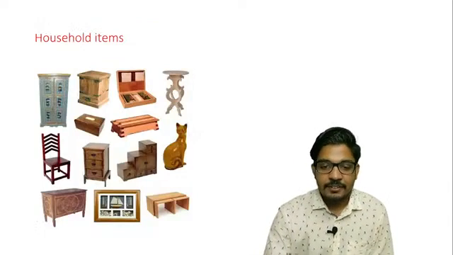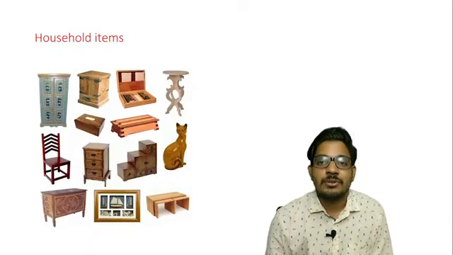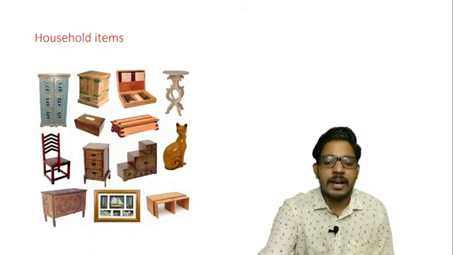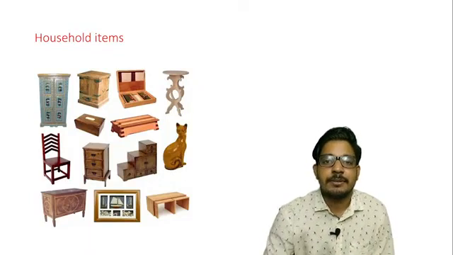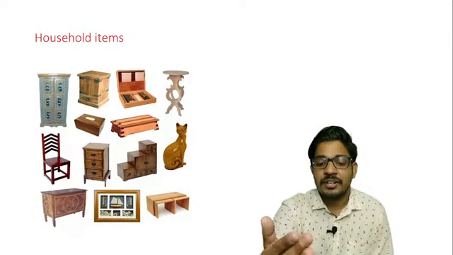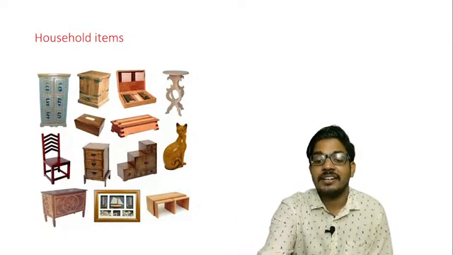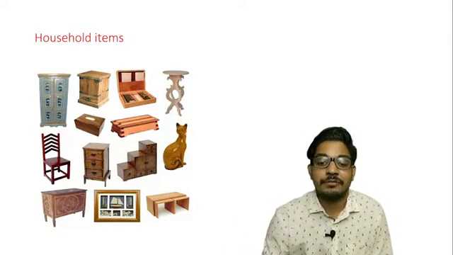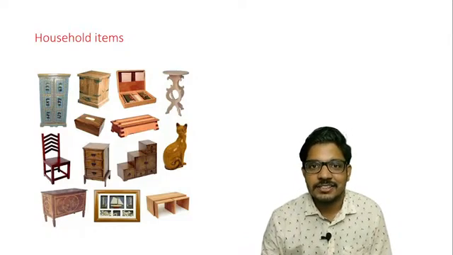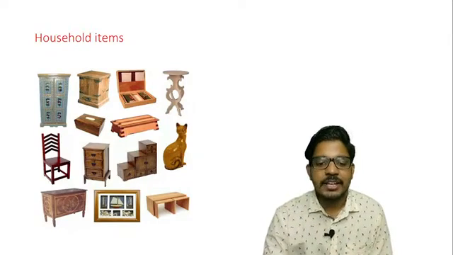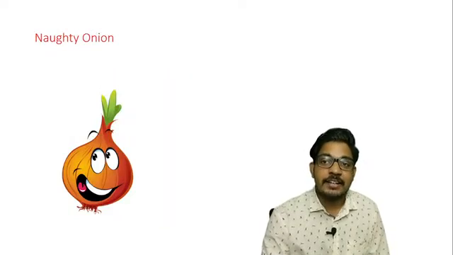Then we will be learning about different household items. You could see a lot of items that we use in our house in this image, right? You can see a drawer, a chair, a table, even a sculpture or a statue of a cat. Can you see it? We will be learning about these things. And finally, we will be learning a story about a naughty onion.